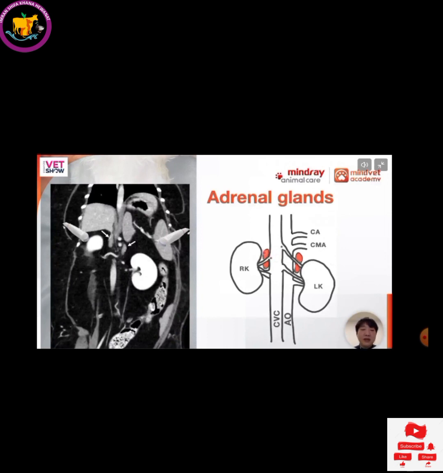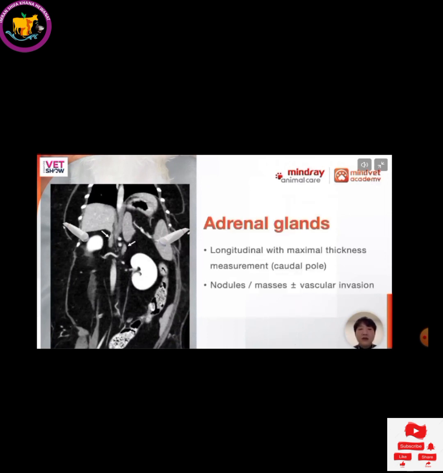The adrenal gland should be observed in the longitudinal plane to measure its maximal thickness, particularly in the caudal pole. Any nodules, mass, or vascular invasion should be reported.